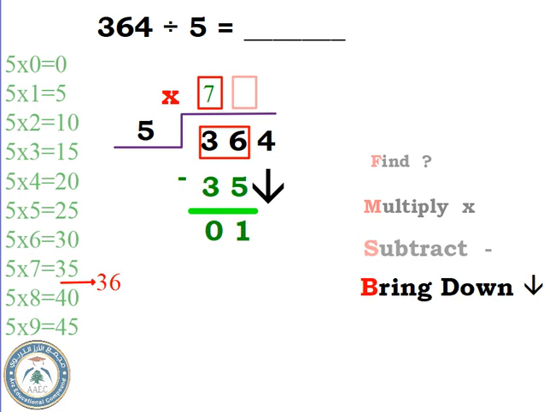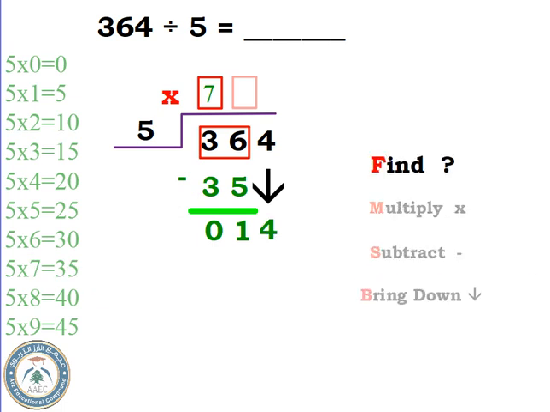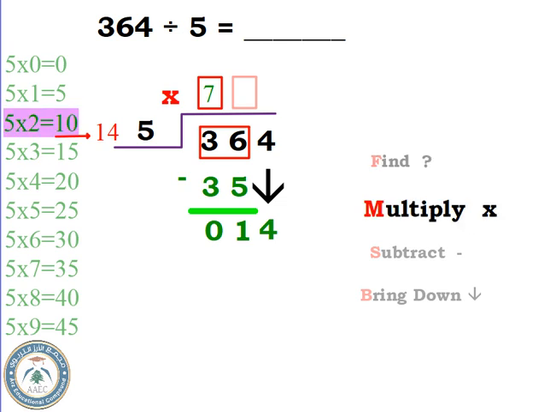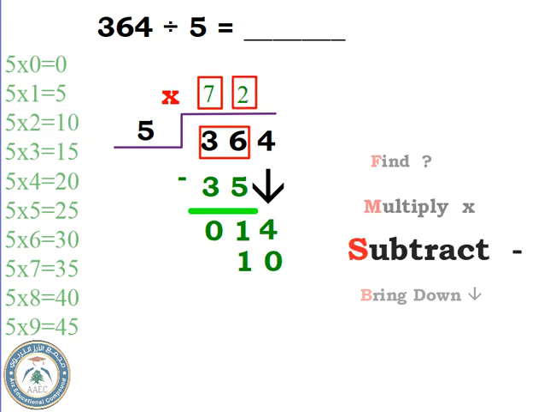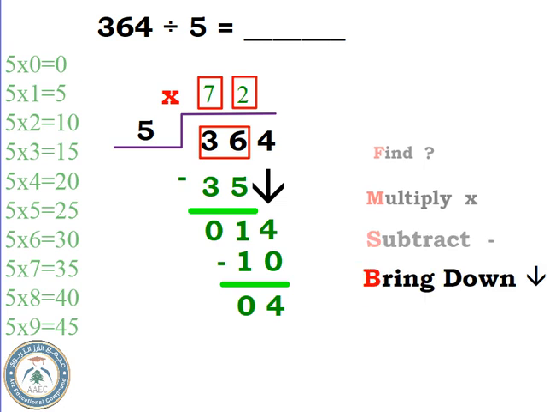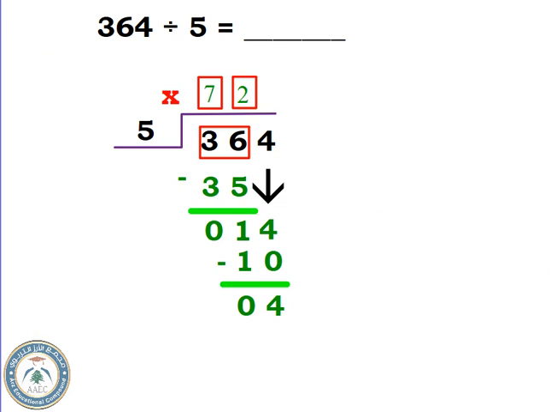Bring down the 4. Now you will have 14, and you will find 14 in table of 5. We don't have 14, we take 10. Write 2 up and 10 down. Subtract, and you get 4. Can you bring down? No, no more digits, so we stop. Now 72 is the quotient and 4 is the remainder.